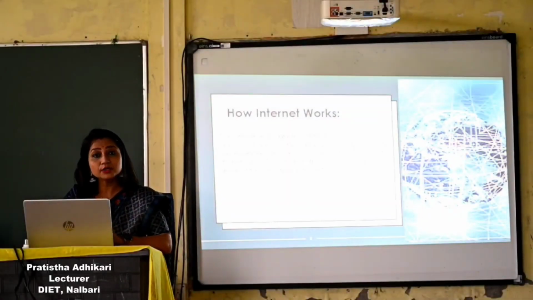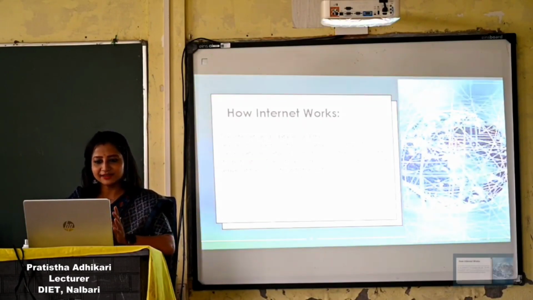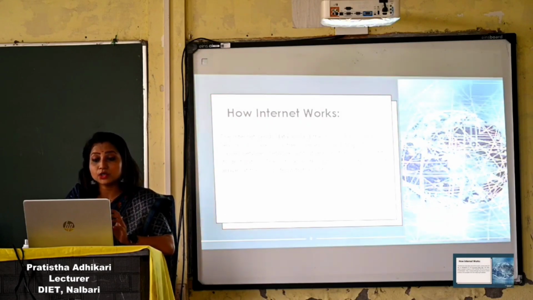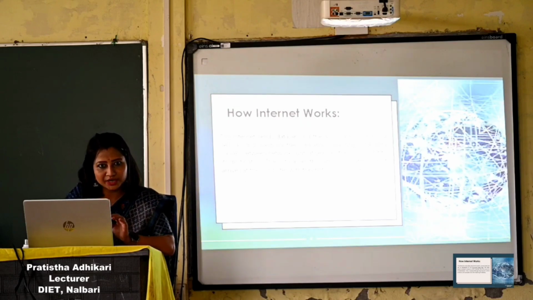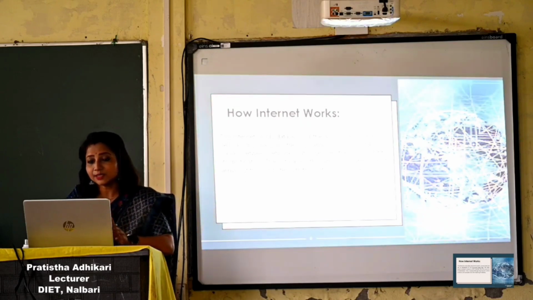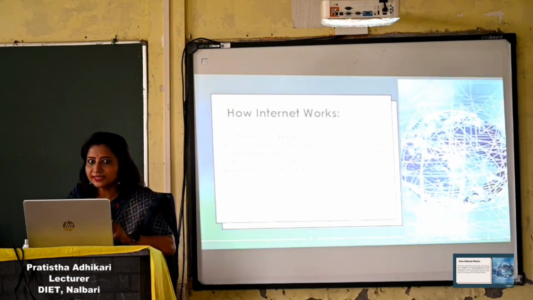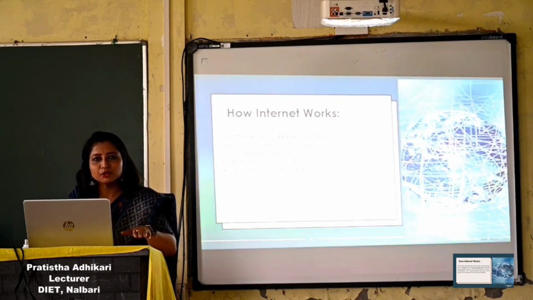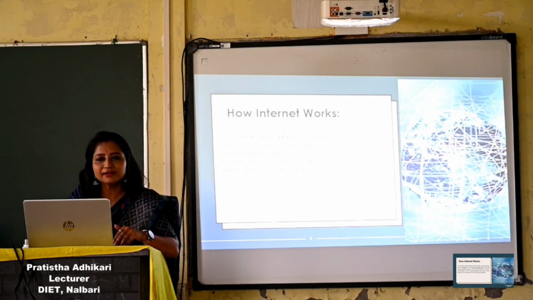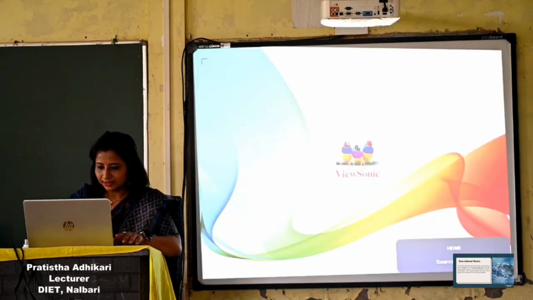Now let us see how does internet work. As I have already mentioned, that internet sends data around the world across some land and sea, underwater or under soil cables, and these are displayed in the submarine cable map. So there is one map where we can see the distribution of cables which are underwater or under soil that are distributed across the continents, and we get the internet from those cables. So let us have a look at this.